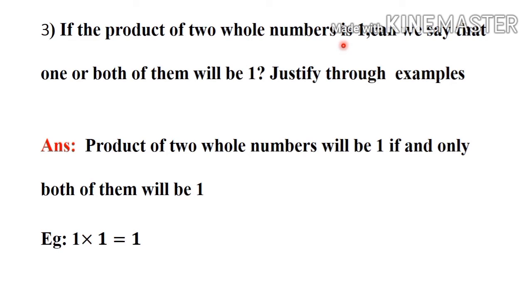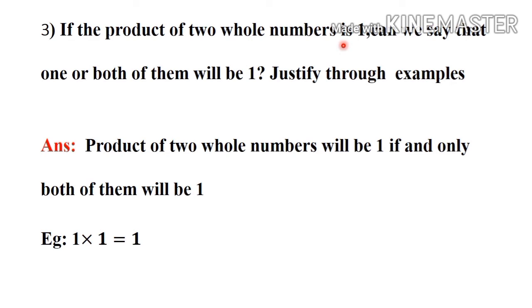For example, I am giving A as 2 and B as 1. What will be the answer when you multiply 2 into 1? 2. When you multiply any number with 1, what is the answer? That number. For example, 1 into 2, 2. 5 into 1, 5. 10 into 1, 10. So if you want to get the answer 1, what should it be? Both A and B should be 1. So 1 into 1, what is the answer?